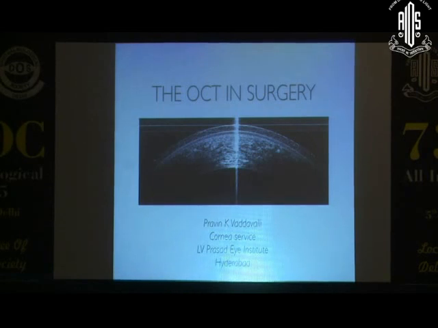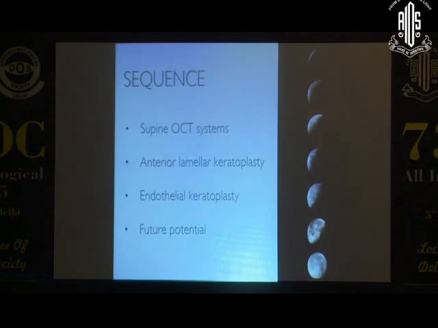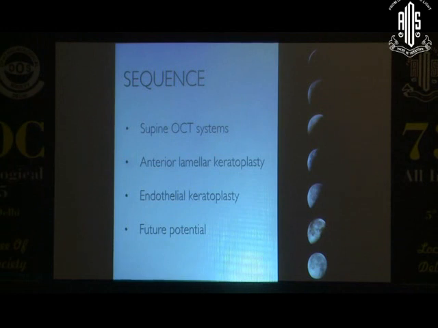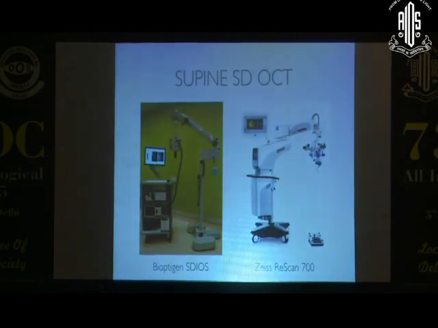So I'm going to be talking about anterior segment OCT in corneal disease with a slightly different concept. I'm going to be talking about how you use the OCT in surgery. And this basically is going to be talking about some of the supine OCT systems that we've been using and those that are available, how it helps in anterior lamellar keratoplasty, how it helps in endothelial keratoplasty, and what potential future you could have for these instruments.